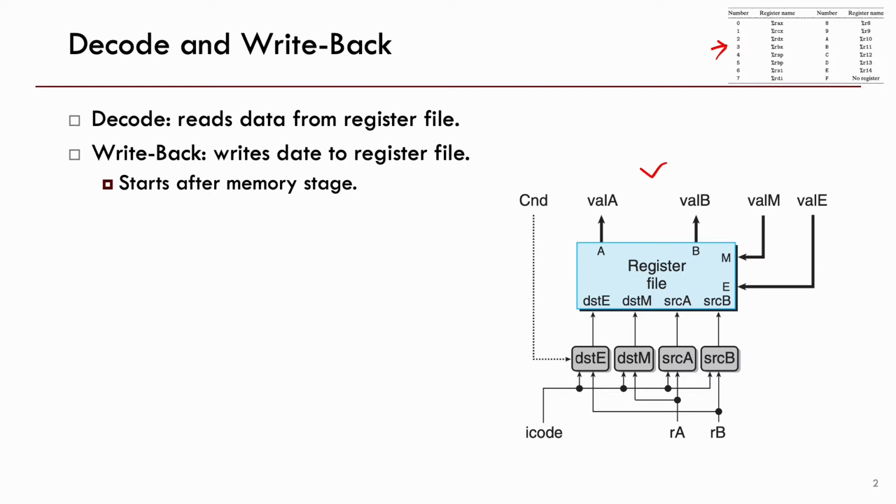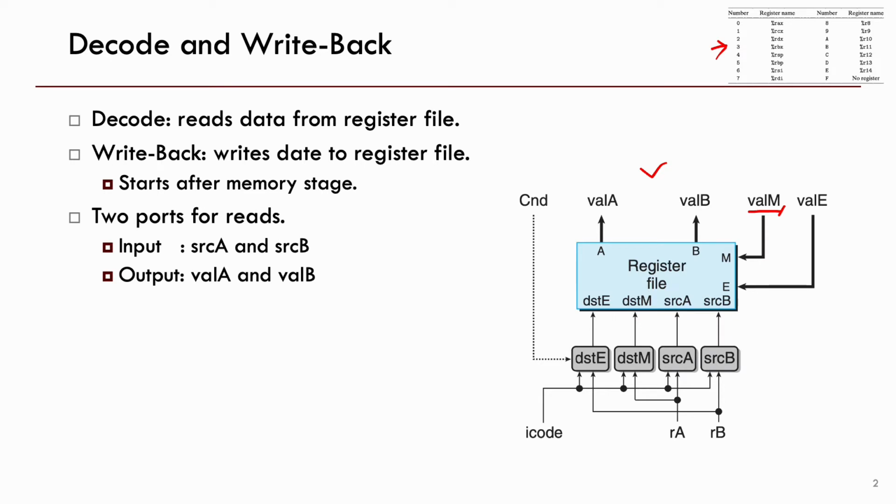And then the write-back stage should start after the memory stage, because one of the input data this write-back stage will write is from the memory stage. Here, val M is the output of memory. We want to write val M to a certain register only when it is ready, otherwise we will mess up or corrupt the register value.